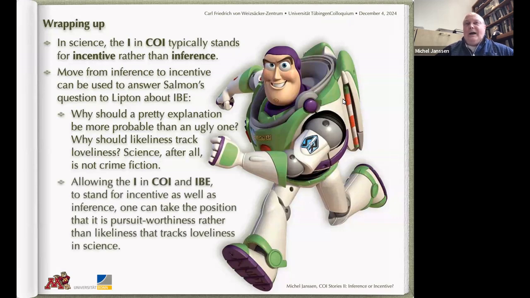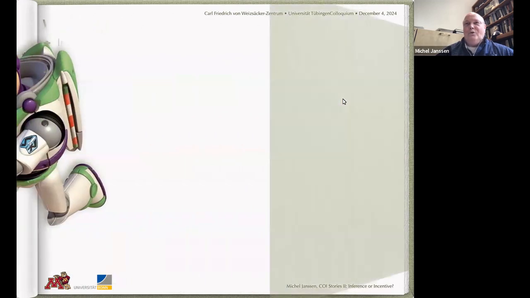And if I allow the I in COI and IBE to stand for incentive as well as inference, you can take the position that it's pursuit-worthiness rather than likeliness that tracks loveliness in science. And that, I submit to you, is a much easier line to hold. And with that, I'll close the book on COI for now.